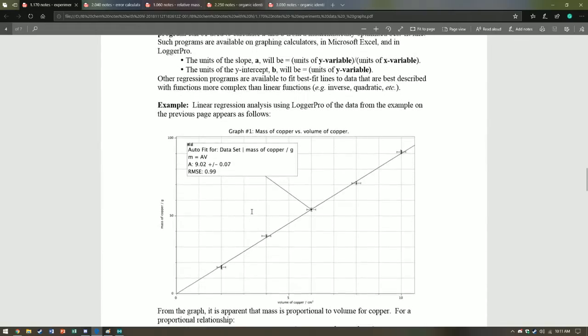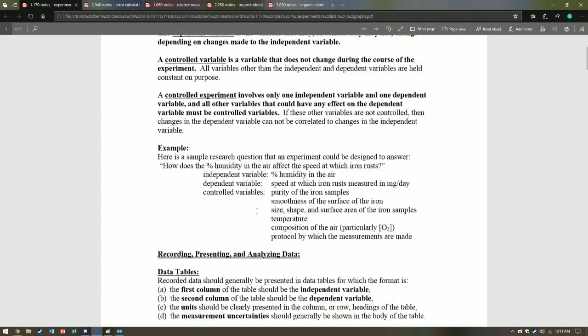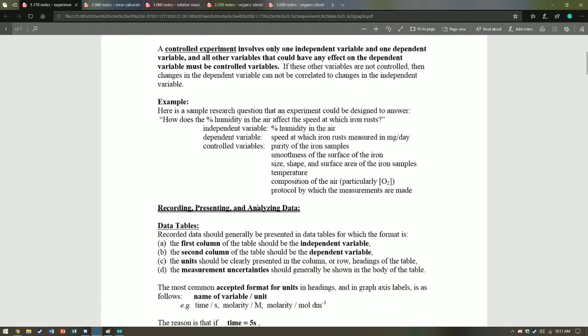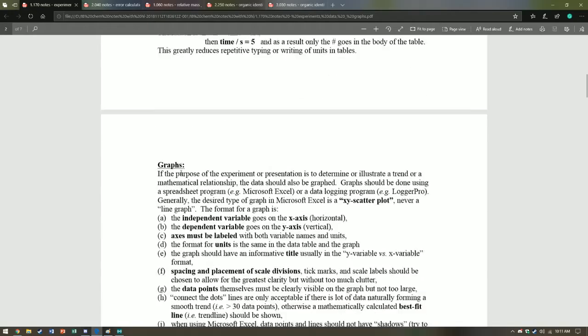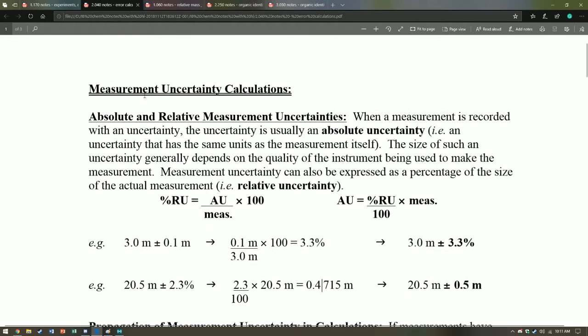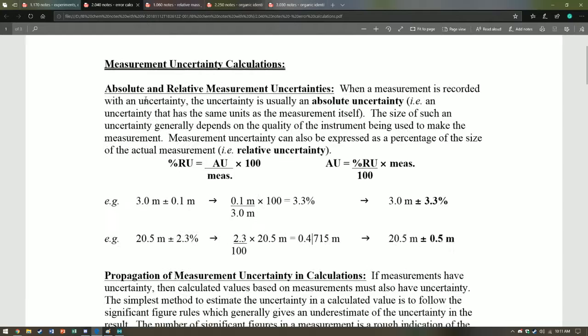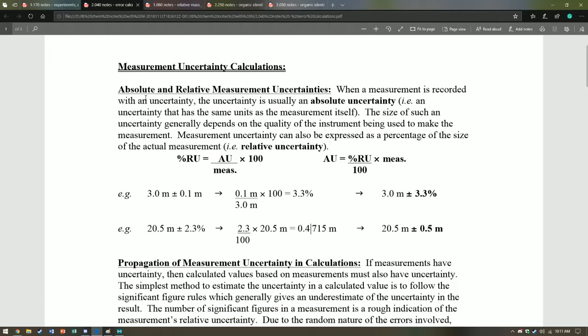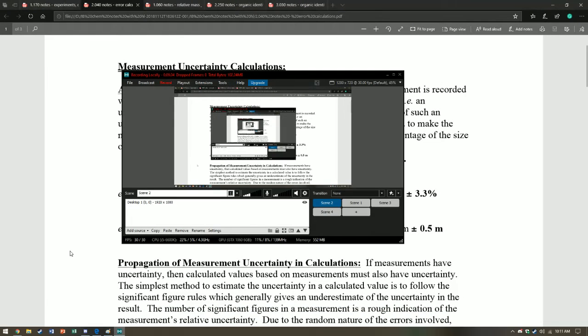Now that we've covered some basic experimental design and how you present your results, how do you process your results? How do you get from raw data to processed data? While I've shown you how to present processed data in a scientific report, how do you process it? Well, we have error calculations, and the first thing we want to talk about is absolute and relative uncertainties.